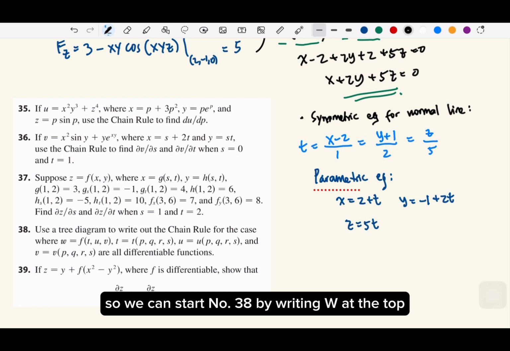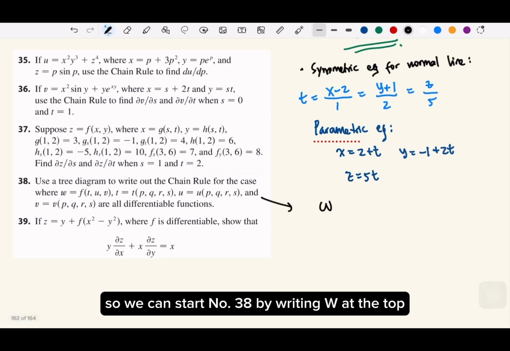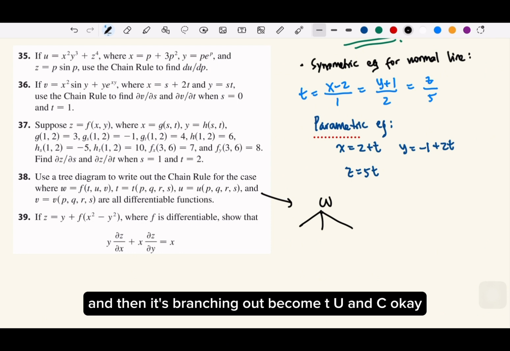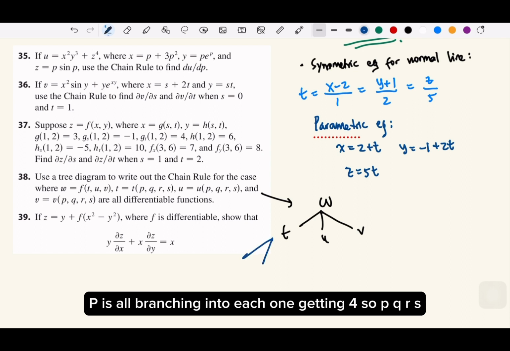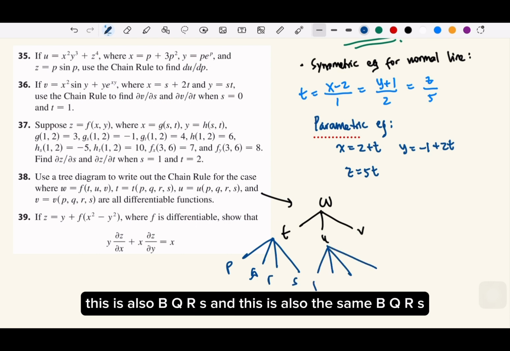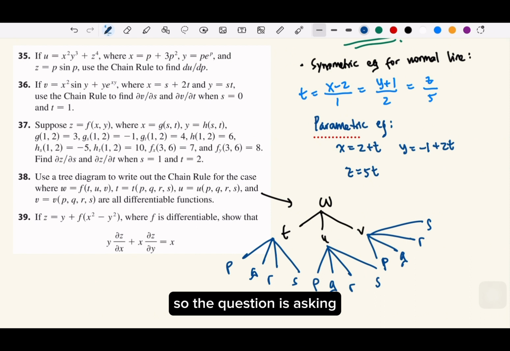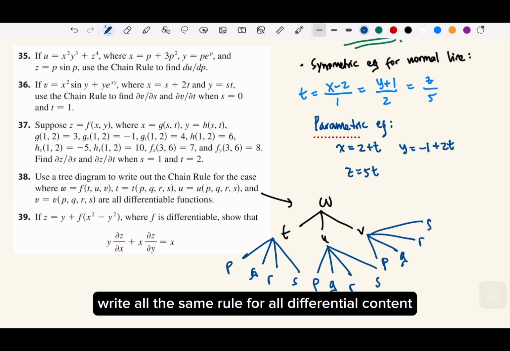So we can start number 38 by writing W at the top, and then it branches out into t, u, and phi. And then t, u, and phi each branch into four: p, q, r, s. This is also p, q, r, s, and this is also the same p, q, r, s. So the question is asking to write all the chain rules for all differentiable functions. We are going to take our time to find the paths.